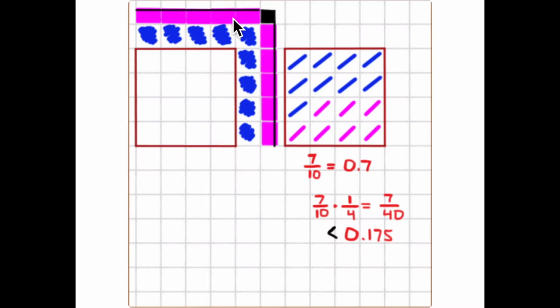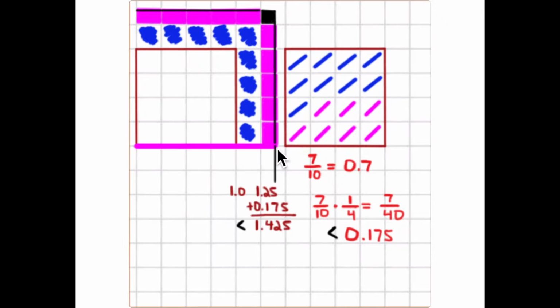Now, to make matters even a little bit more complicated, we have to fill in this 1 square at the top here, because we haven't built our 2 square unit square. So the way we're going to do that is we're going to shave a little bit off of each of these pieces and put them into this square right here. So not very much, just a little bit. And all you have to know then is that this length is going to be less than 1 and 25/100ths plus 0.175. So it's going to be less than that.